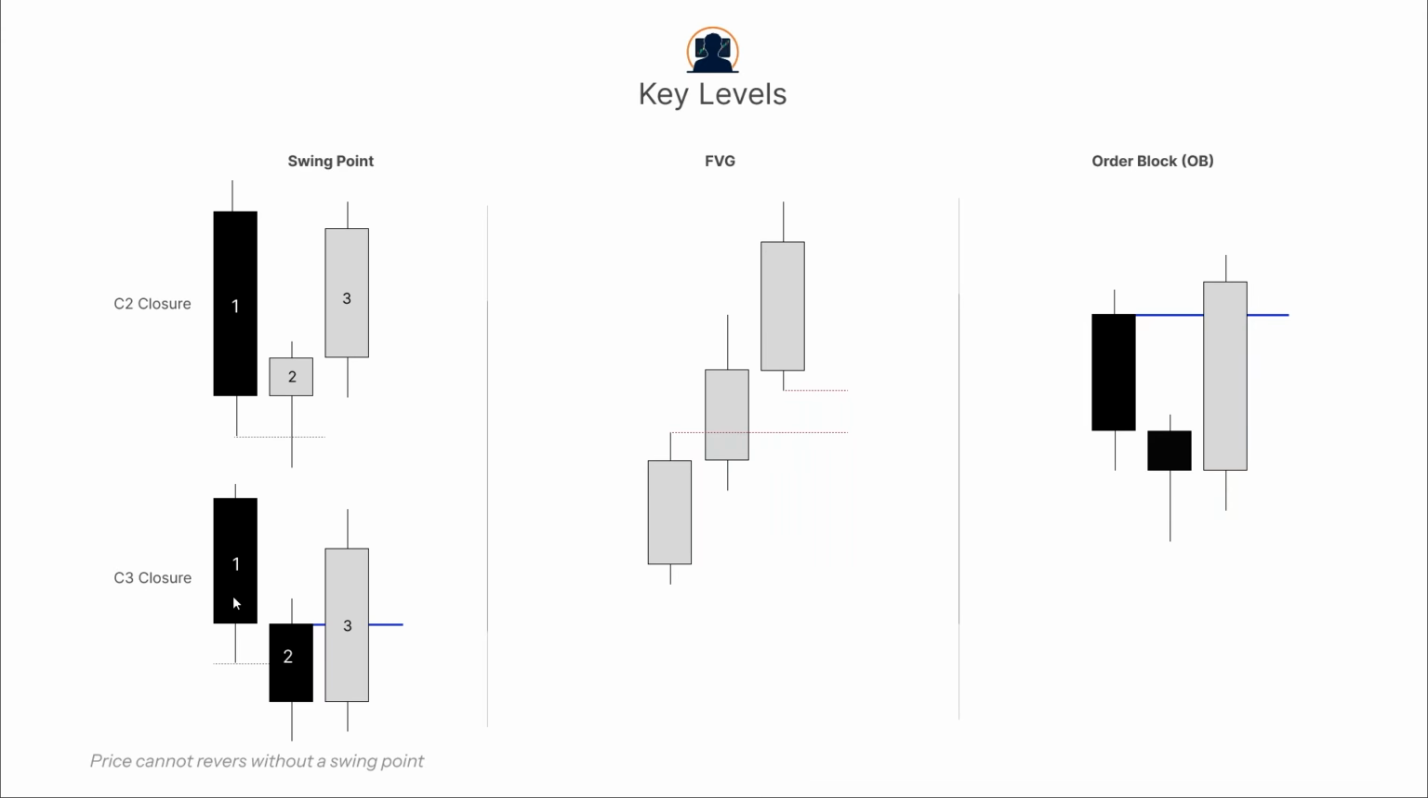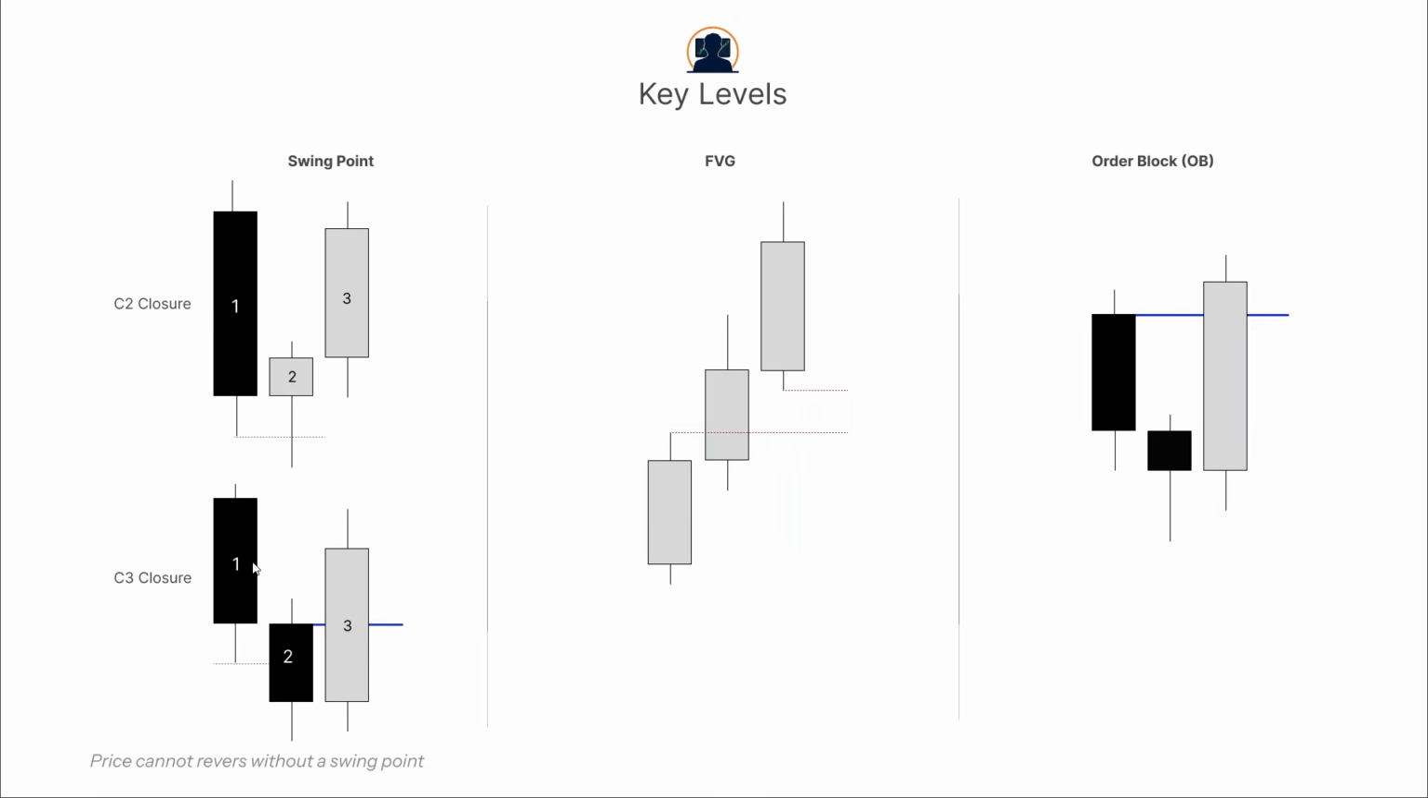Now we have the second swing point, which is a C3 closure. This is when candle 1 trades, candle 2 displaces below the low of candle 1, but candle 3 fails to take the low of candle 2. Rather, it displaces above the opening price of candle 2. Once this happens, it gives room for candle 4 to trade higher, taking the high of candle 3, potentially reaching for the high of candle 1.